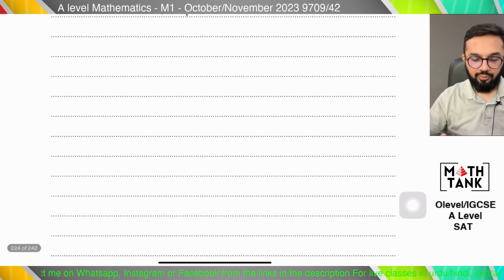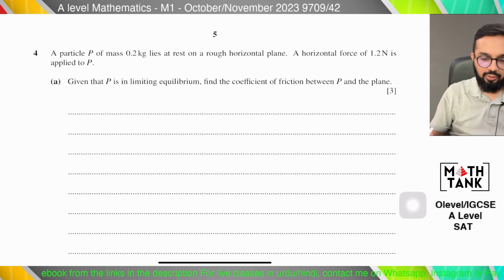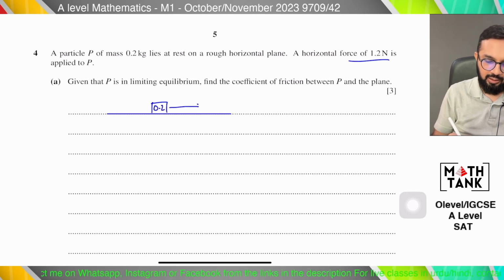Let's move on to the next question. It says a particle of mass 0.2 kgs lies at rest on a rough horizontal plane. A horizontal force of 1.2 newtons is applied to P.